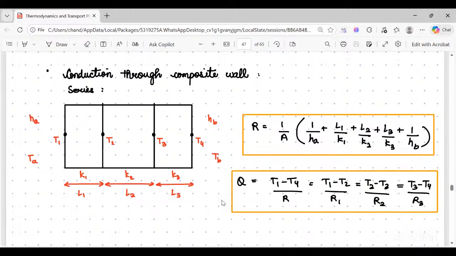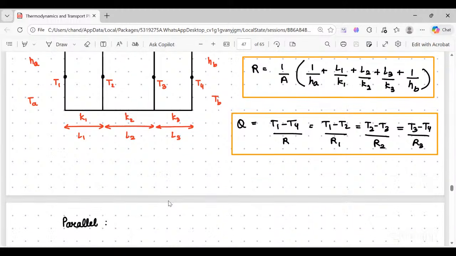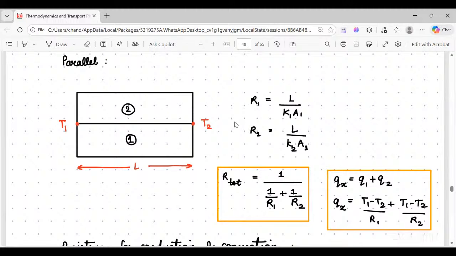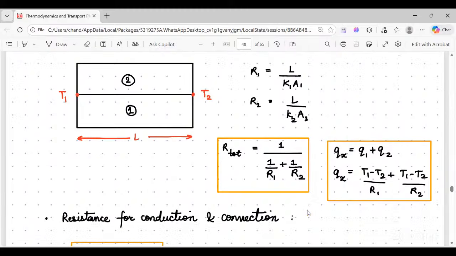Conduction through a composite wall. You have a composite wall made up of three different thermal conductivities, with temperatures T1, T2, T3, T4. Now the overall temperature difference T1 minus T4 divided by the overall resistance equals T1 minus T2 by this resistance, T2 minus T3 by this resistance, T3 minus T4 by this resistance. For parallel, R1 is equal to L by K1 A1, R2 is equal to L by K2 A2, and R total is 1 by R1 plus 1 by R2.